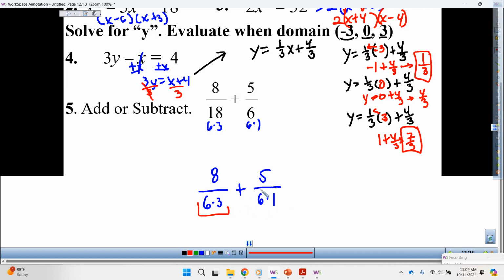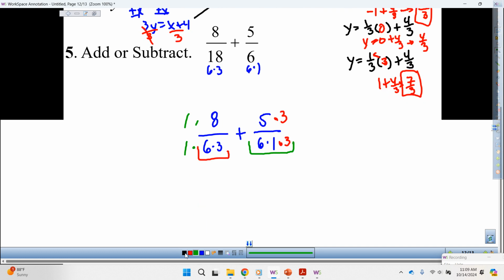Okay, what does this one need from over here? The 3. So we multiply top and bottom times 3. So now, what does this one need that this one has? 1 and 1. All right, so let's rewrite that. 6 times 3 times 1 is 18. This is 8. This is 15. 18 common denominator.